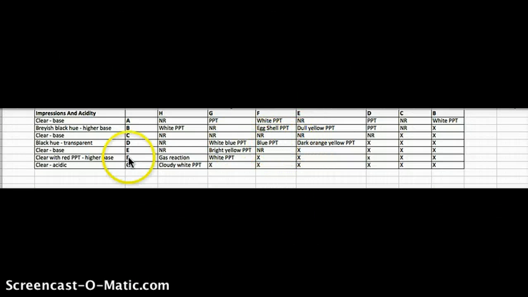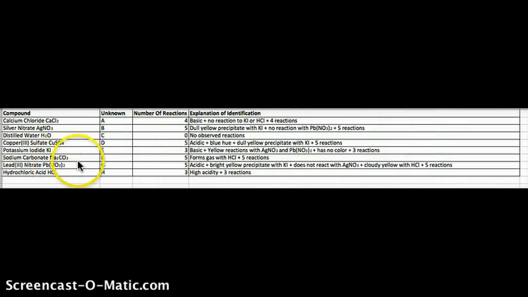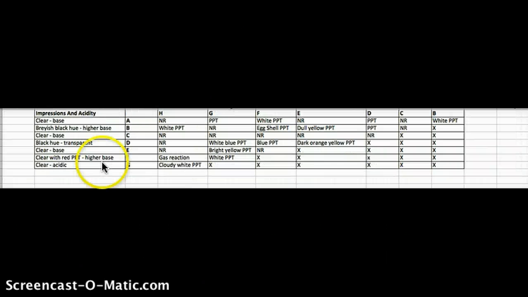Unknown F is sodium carbonate because it forms gas with hydrochloric acid and creates 5 reactions. That gas is known as CO2. Unknown F is sodium carbonate because when combined with H, hydrochloric acid, there is a gas reaction, which means it bubbled up and fizzed.